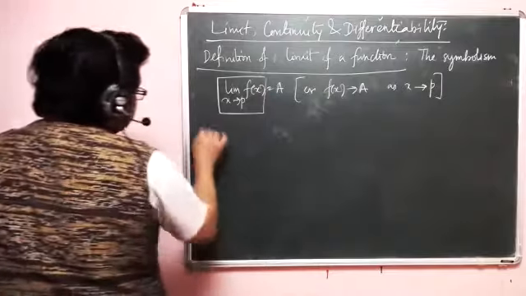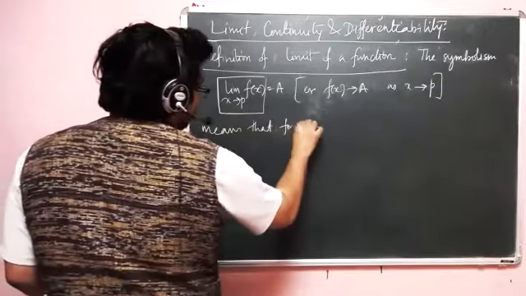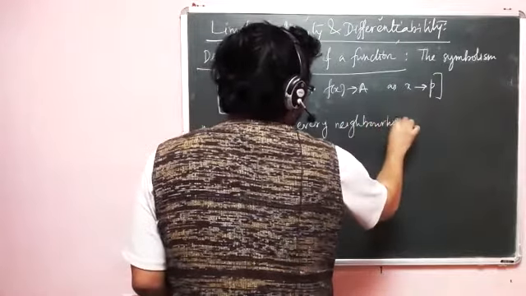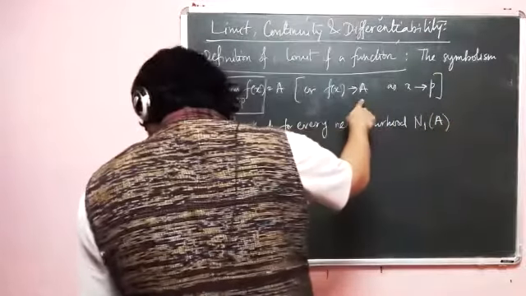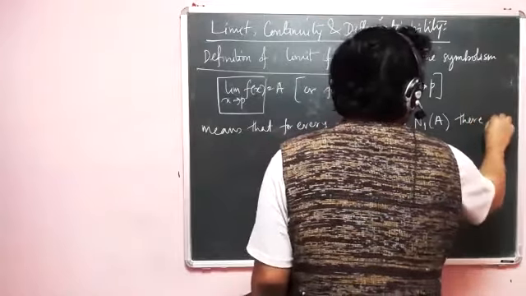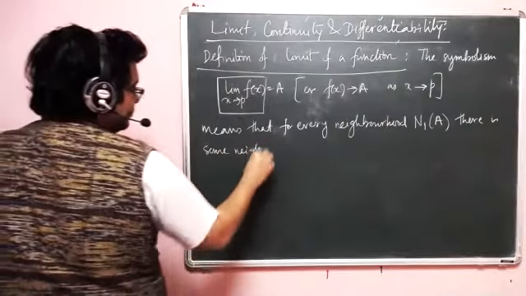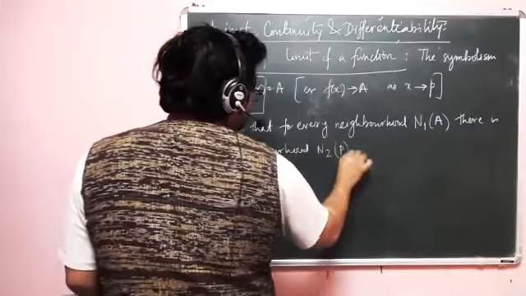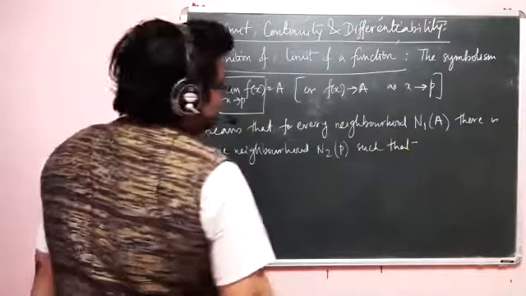So what does it mean? This symbolism means that for every neighborhood N1A, that is around this A, there is some neighborhood N2P such that, so before writing such that, what is that?